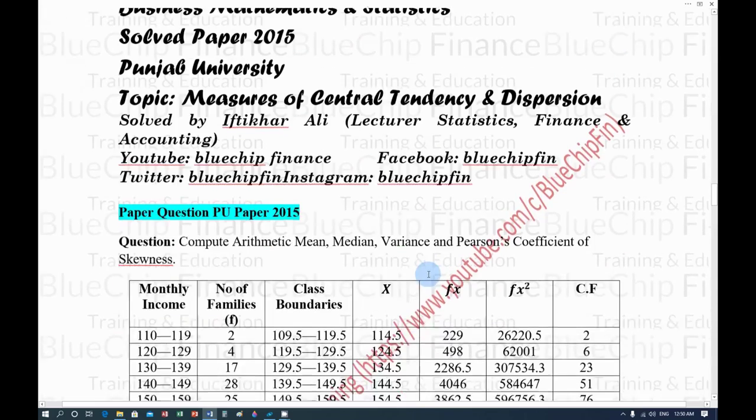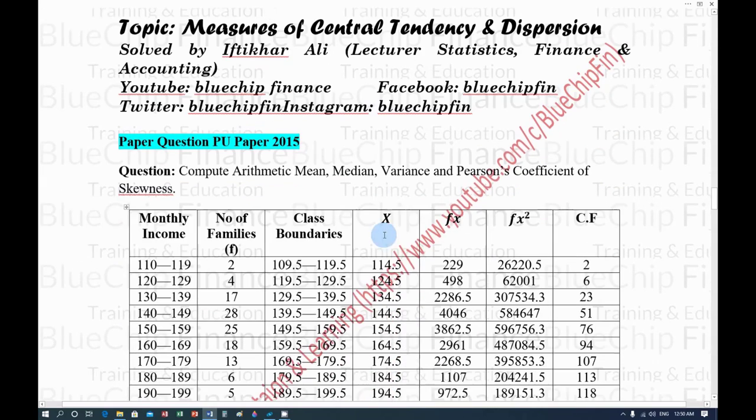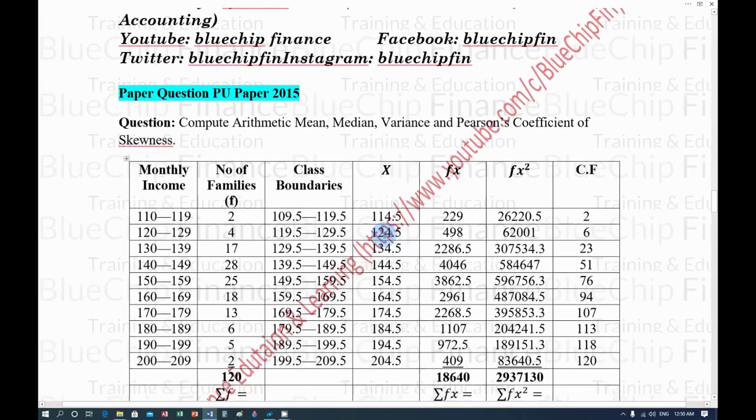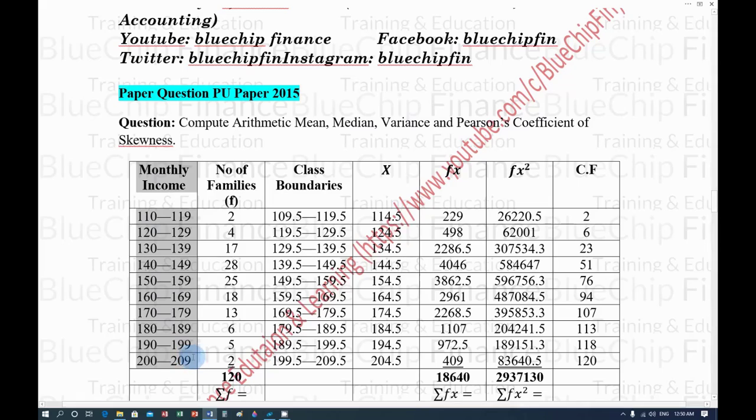After that, one more question is related to the paper of 2015. In the 2015 paper, compute arithmetic mean, median, variance and Pearson's coefficient of skewness. So that is the data of the question, in which the first column is about monthly incomes and the second column is related to the number of families. So that is your question.